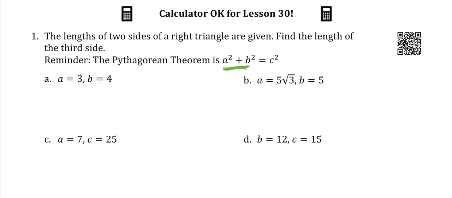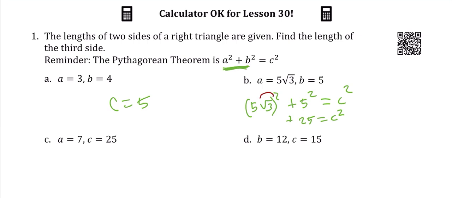Okay, let's go to part B. So here, we have A is 5 root 3, and B is 5. So we're going to say 5 root 3 squared plus 5 squared equals C squared. We know 5 squared is 25. Okay, now, but how do we deal with 5 root 3 squared? Well, we can kind of think about it like this. This squared gets distributed to both the 5 and the root 3. So 5 squared is 25.